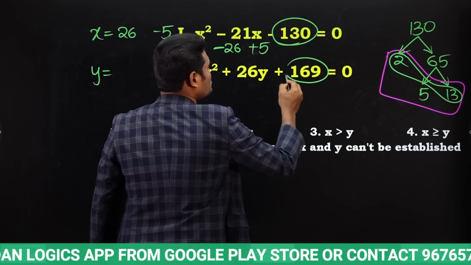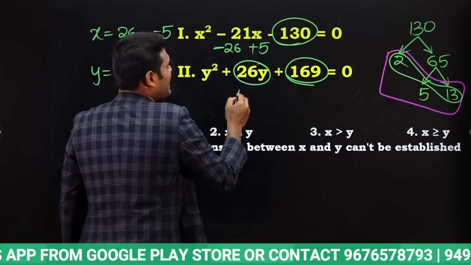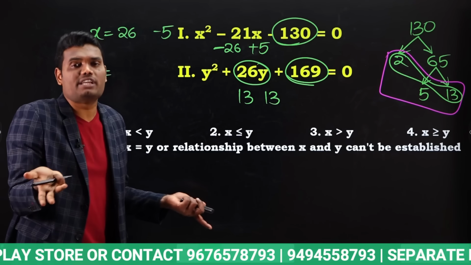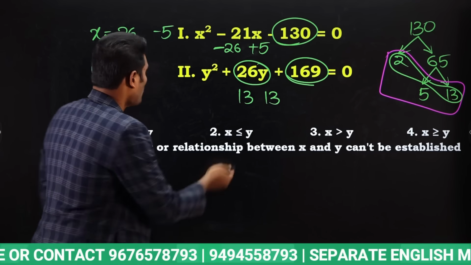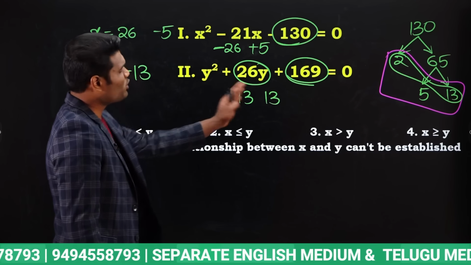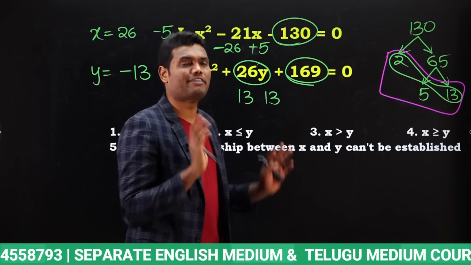Similarly, say the values of y. Now here if you observe, this is 169, this is 26. It is very clear. You can write this as 13 plus 13. 13 square is nothing but 169. So directly take it as 13, which means y value is going to be minus 13. Yes or no? As both of them are 13, simply you can say y value is 13.